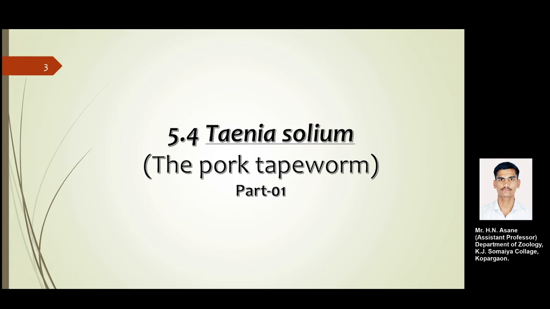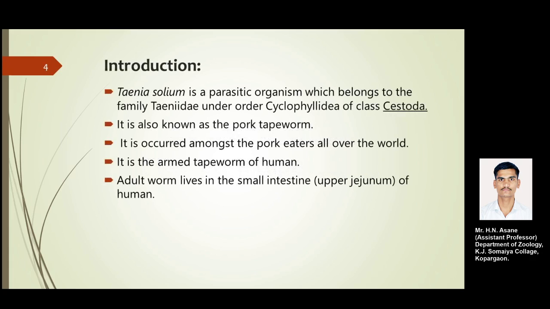Taenia solium is commonly known as the pork tapeworm. Tapeworm means it looks like the longest tape. It is a highly segmented parasite. Taenia solium is a parasitic organism which belongs to the family Taeniidae under order Cyclophyllidea of the class Cestoda, and it is known by the common name pork tapeworm.